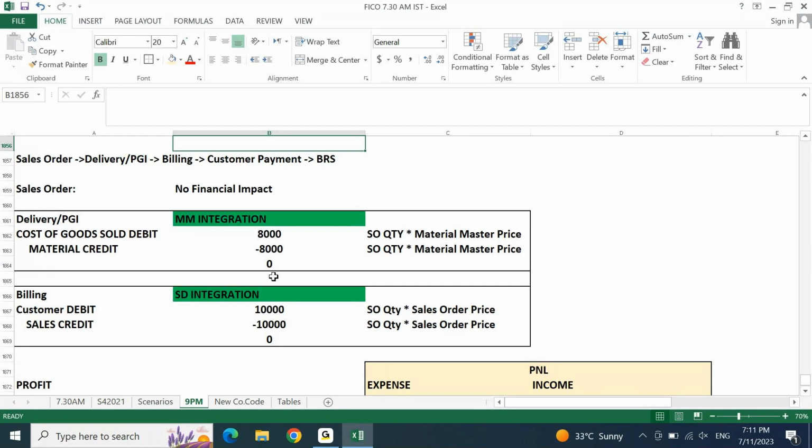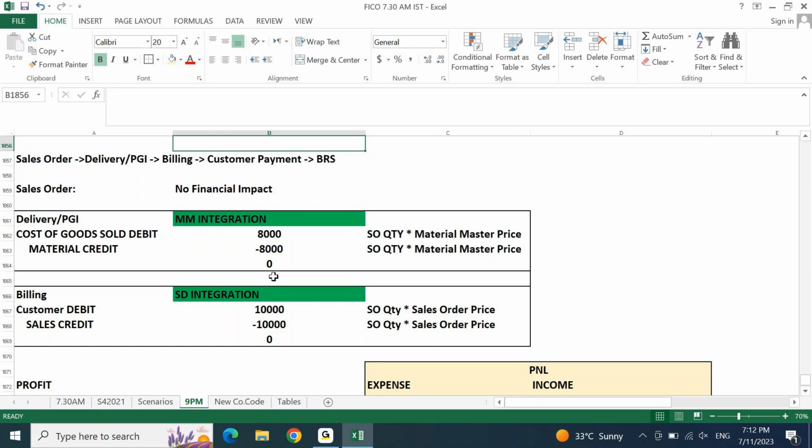Okay? Tax part also included in this? Yes. Okay. Sir, one doubt, sir. For that price difference, gain or loss that will be created, will a separate GL be assigned, or will valuation class also be involved, sir, in this?